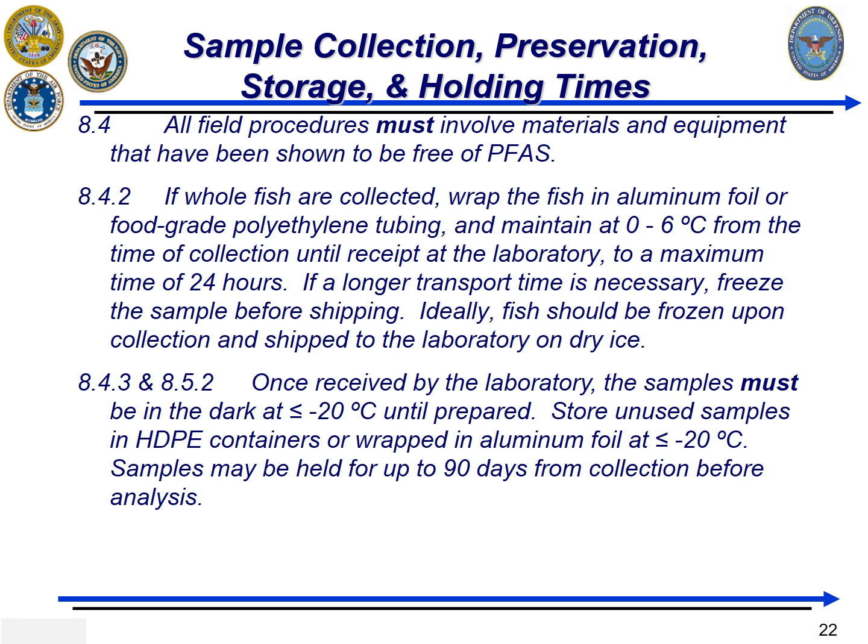If longer transport time is necessary, samples should be frozen before shipping. Ideally, fish should be frozen upon collection and shipped to the laboratory on dry ice. Once received by the laboratory, these tissue samples must be stored in the dark at less than or equal to negative 20 degrees C until prepared. Unused samples should be stored in HDPE containers or wrapped in aluminum foil and stored at negative 20 degrees C. Samples may be held for up to 90 days from collection before analysis.